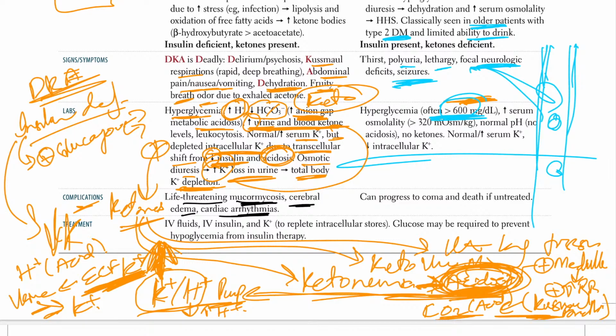Okay, so how do you treat it? Well, treatment is simple for all, but here for both of them, you're treating by giving fluids, because you're essentially in a dehydration state. Give fluids, give IV insulin, and potassium to replete the intracellular stores. Glucose may be required to prevent hypoglycemia from the insulin therapy. So when you give insulin, there's a propensity that you could go into hypoglycemia. So you also give glucose to prevent hypoglycemia.